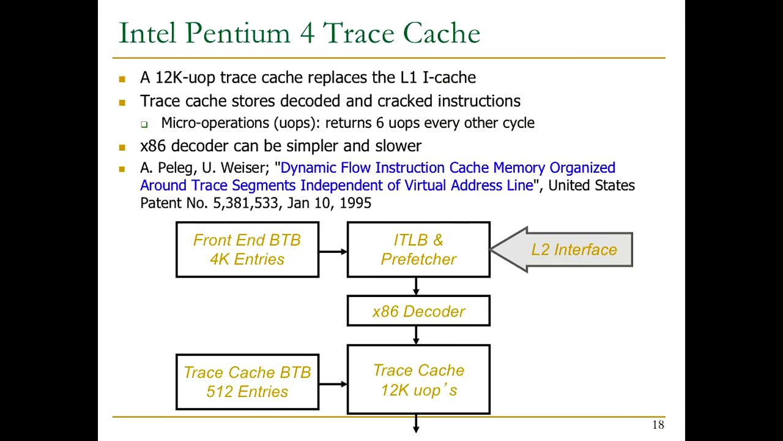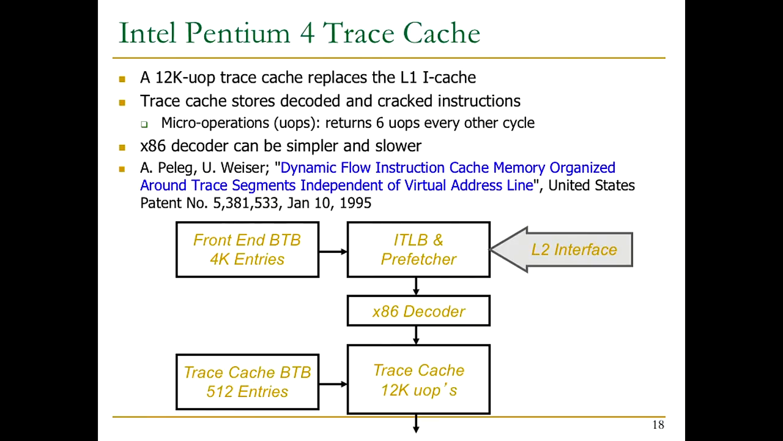Okay, so this is implemented, as far as I know, in at least one processor, and that's the Pentium 4. Basically, they replaced the L1 instruction cache with a 12,000 micro-op trace cache. And it stores decoded instructions and cracked instructions. Cracked means these are complex x86 instructions. They convert them into smaller instructions, like RISC-like operations, simpler instructions. So basically, all of that decoding is done before the trace cache. So the trace cache actually stores instructions that are decoded and cracked.